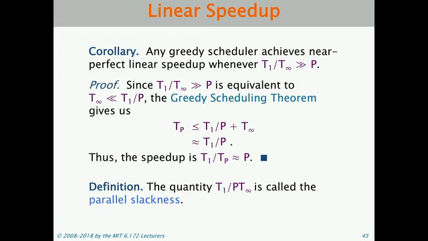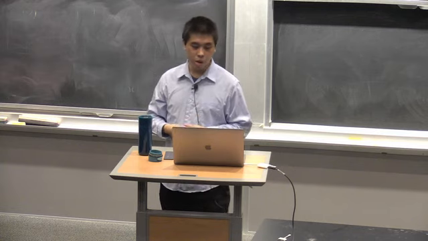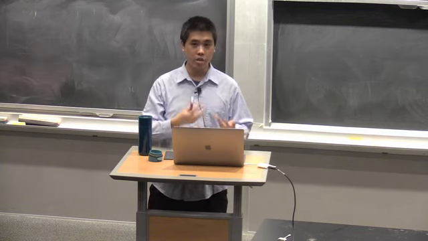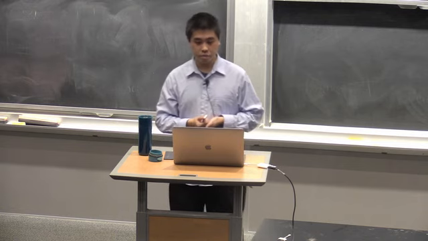The quantity T1 divided by P times T infinity is known as the parallel slackness. This is basically measuring how much more parallelism you have in a computation than the number of processors you have. If parallel slackness is very high, then this corollary is going to hold, and you're going to see near linear speedup. As a rule of thumb, you usually want the parallel slackness of your program to be at least 10. Because if you have a parallel slackness of just 1, you can't actually amortize the overheads of the scheduling mechanism. So you want the parallel slackness to be at least 10 when you're programming in Cilk.